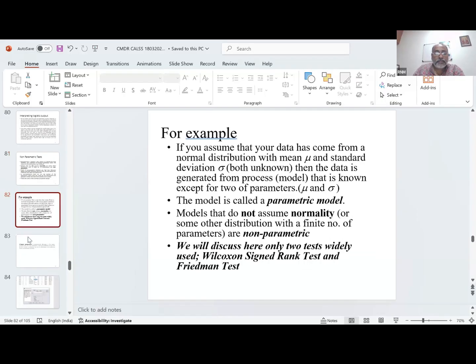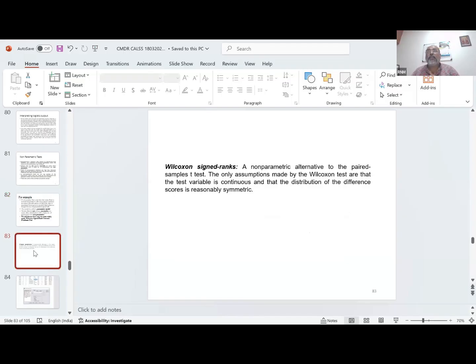Okay, so now first of our non-parametric tests. Another 15 minutes and we'll be able to complete this class. The Wilcoxon signed rank test is a non-parametric alternative to the paired sample t-test, which is used in the parametric approach. The only assumptions made by this Wilcoxon test are that the test variable is continuous and the distribution of the difference score is reasonably symmetric.